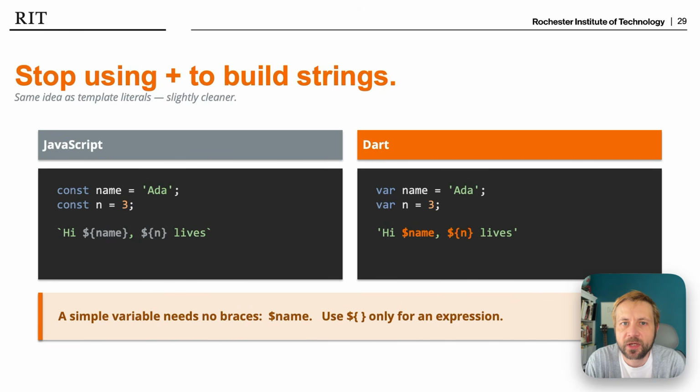Quick one, and it's a quality of life upgrade. You know template literals in JavaScript, the backticks, the dollar curly brace. Dart has the same idea, slightly cleaner. For a simple variable, just $name. No curly braces needed. For an actual expression, like math or a method call, $ and curly braces. In this class, you won't be gluing strings together with a plus sign.